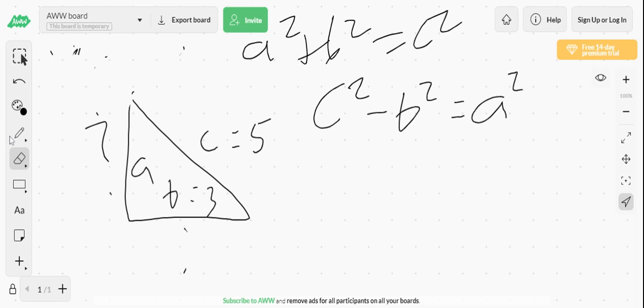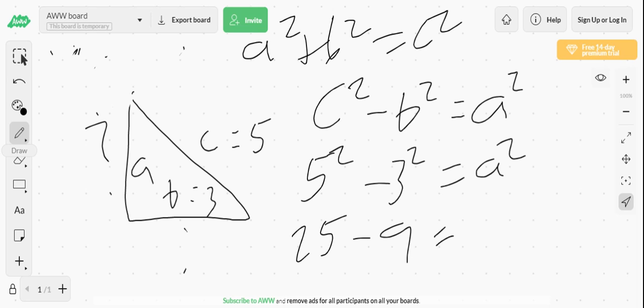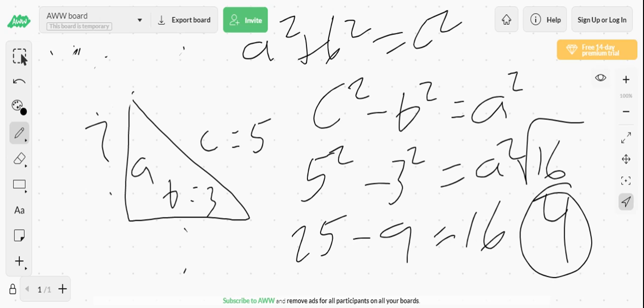So let's just plug in our numbers again. C squared, which is 5 squared, minus b squared, which is 3 squared, equals a squared. Well, we know this is 25, we know this is 9, and we know this will equal 16. But like the other one, this is a squared. 16 is a squared. We want just plain old a. So the square root of 16 is 4. 4 is our answer. So 4, 3, 5. So rearranging the problem, you're using subtraction instead of addition because they go together.